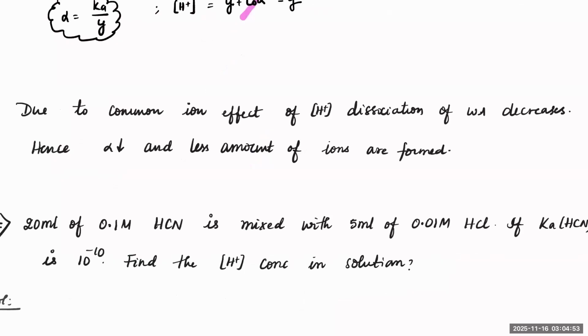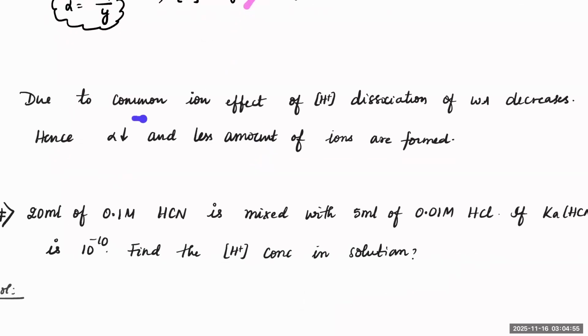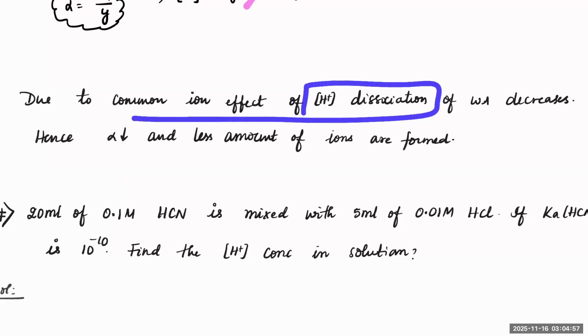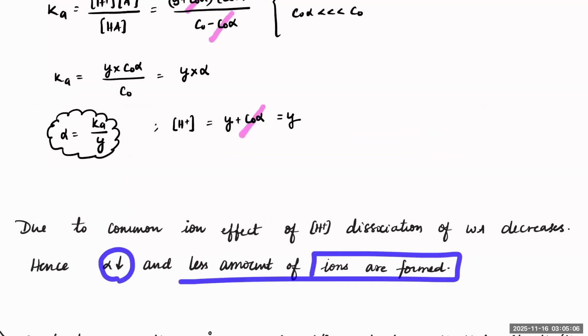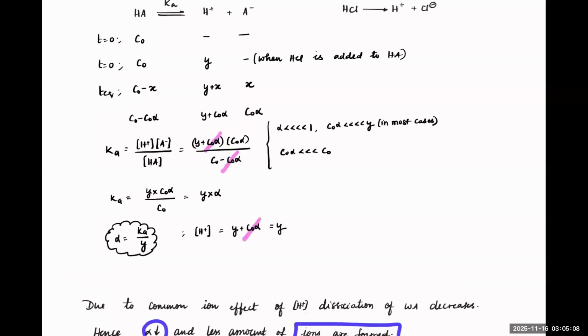You can see due to the common ion effect of H plus, dissociation of the weak acid decreases. Hence, alpha value is very, very small and a lesser amount of ions is formed. Okay. So everybody make a quick note of it.